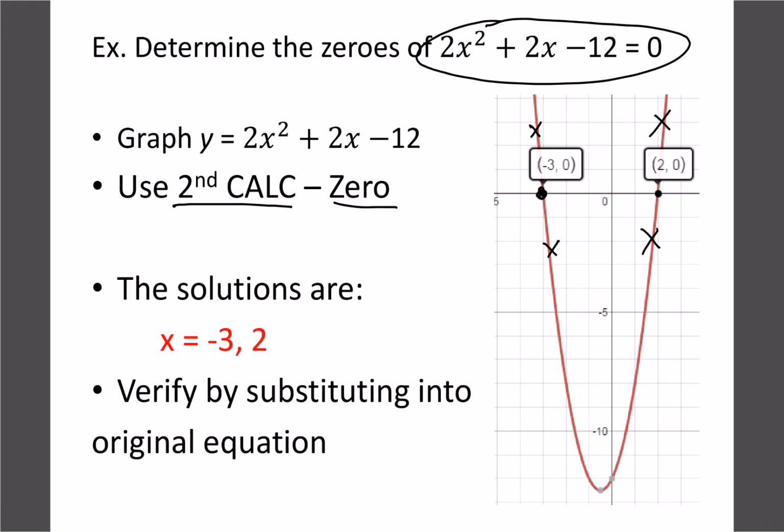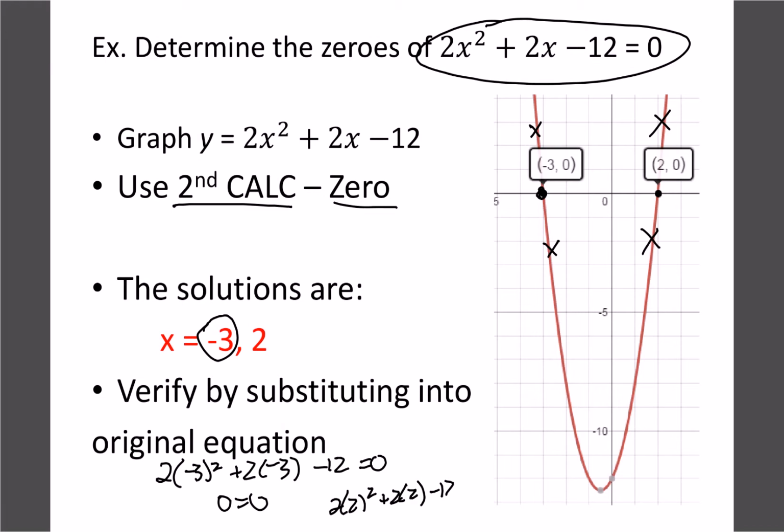Sometimes it's a good idea to make sure you got it right. If we plug -3 back into the original, so if you put in -3 for x and solve that, see if it actually equals 0. It does, you get 0 equals 0. And if you put in 2, do the same thing, you can verify that that one is also true. So you'd get 0 as well, 0 equals 0 for both sides of the equation.